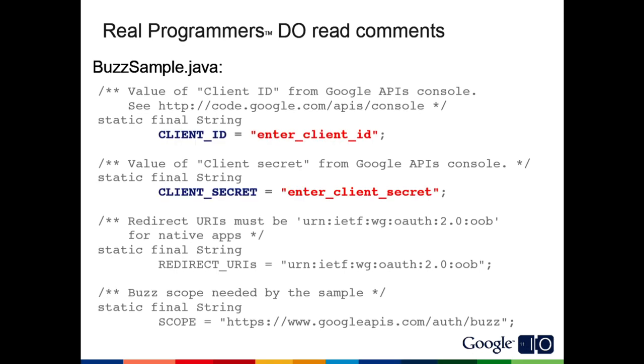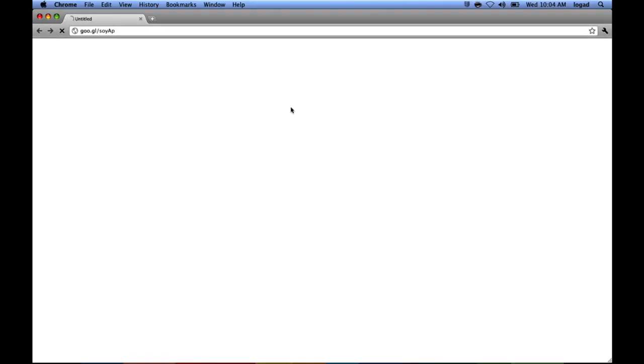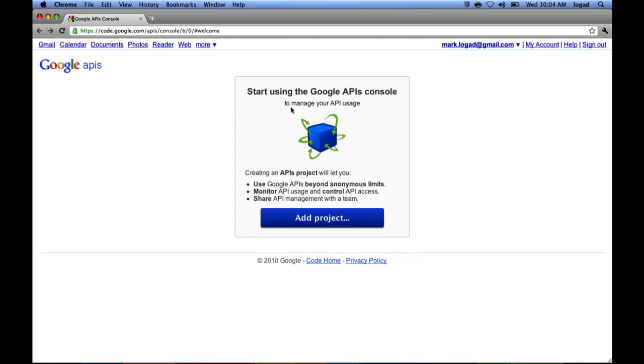Early on, I see this block of code, and these two lines immediately draw my attention. They say enter client ID and enter client secret. Clearly, these are values I have to provide. Fortunately, there are comments nearby in the code saying that they come from the Google API's console, and there's a link to the API's console sitting there. So let's follow that link and see what we have to do at the console.